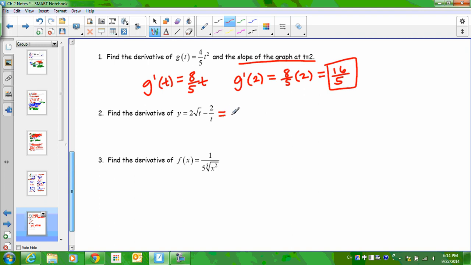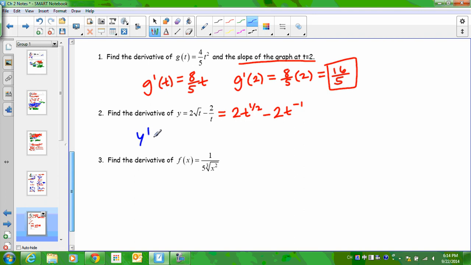All right, although this one looks weird. What we're going to have to do is prep it. So we need to rewrite the square root of t to be t to some power. Square root of t is the same as saying t to the 1/2 power. And then t in the denominator is the same as saying t to the negative 1. That's just a refresher on those exponent rules from Algebra 1 and Algebra 2.